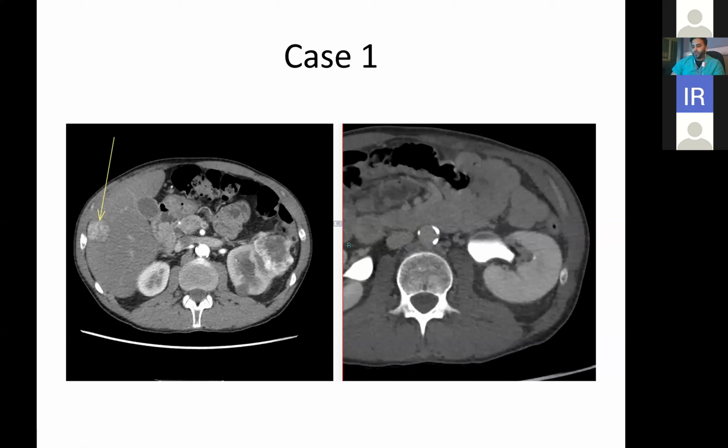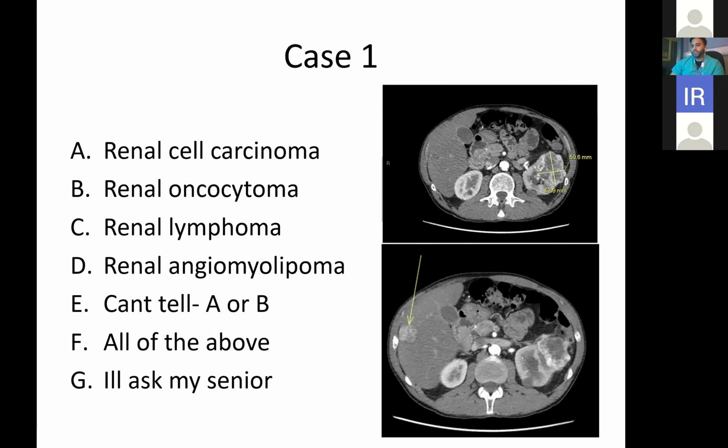So as you scroll through the CT, you also find that there is a suspicious-looking lesion in the liver. This is the liver here, and this hypervascular lesion here. And you can appreciate the renal lesion on the opposite side. So your senior asks you what you think this is, and here are some of your options.